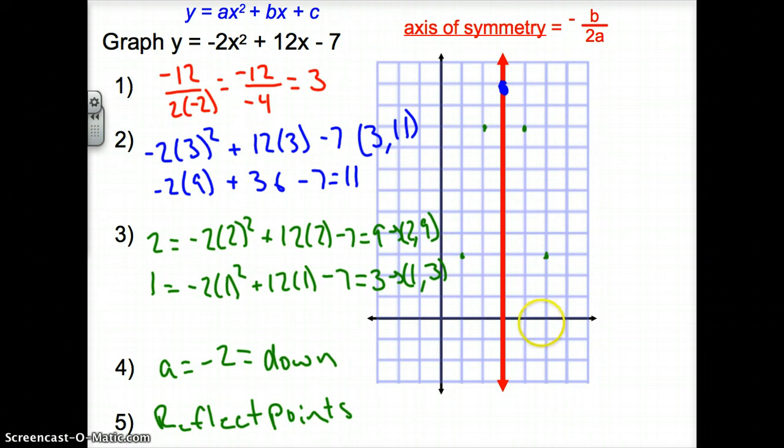I have 5 points, so since we have 5 points, let's try to draw a U-shaped graph, which is a parabola. This could be my best U-shaped graph so far this year, and I kind of screwed it up there, but it's still a U at the bottom, and that gives us a parabola.